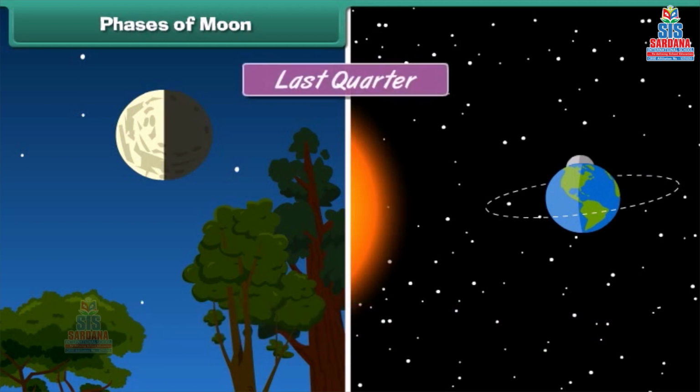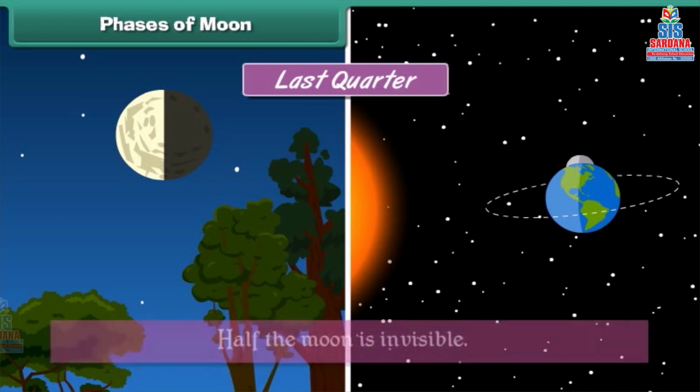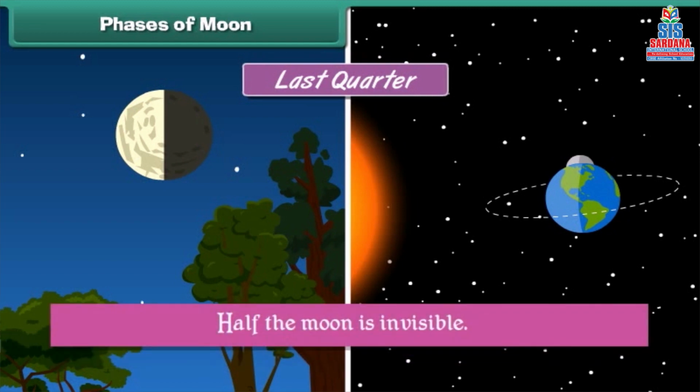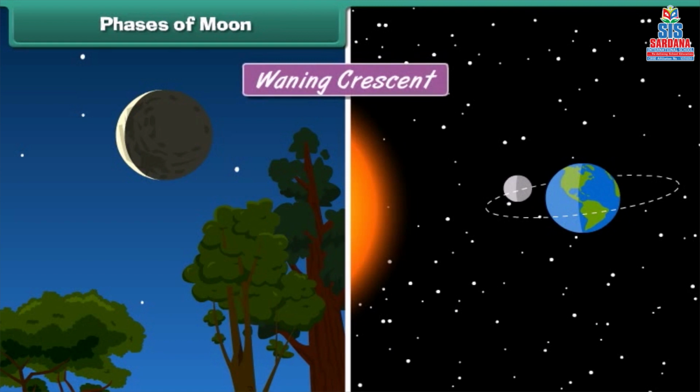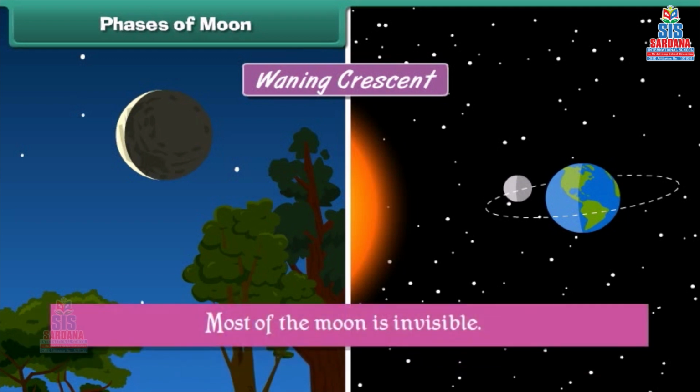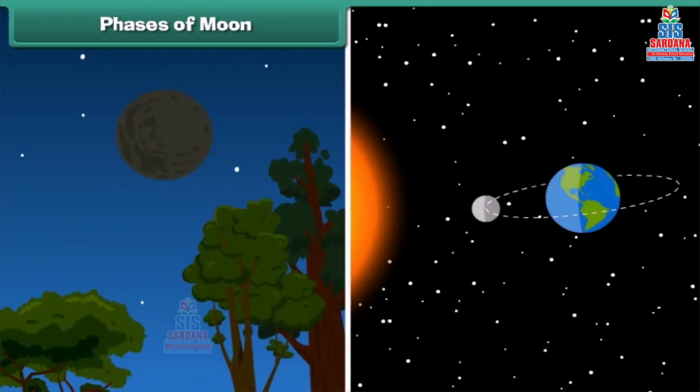Last quarter. It is the phase that follows waning gibbous. Half the Moon is invisible. Waning crescent. It is the phase that follows last quarter. Most of the Moon is invisible. After the waning crescent phase, the Moon becomes completely invisible.